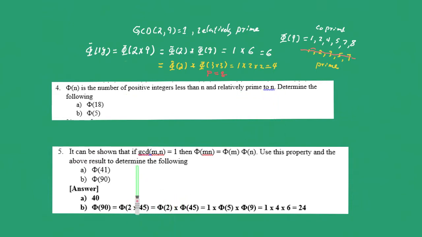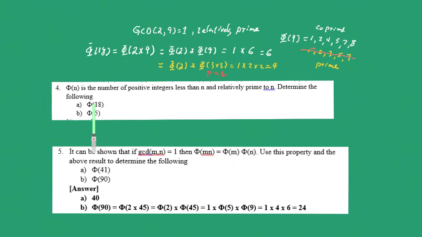By relatively prime, we mean if m and n have a GCD of 1, that means the only common divisor is 1, then you will have this property. It can be useful to find the totient of something. So if m times n, they are relatively prime, then you simply multiply the totients of these two together.